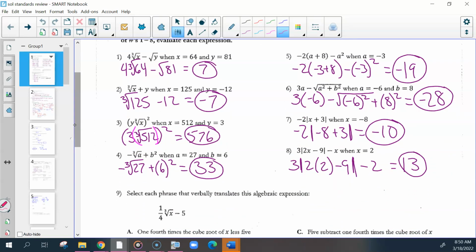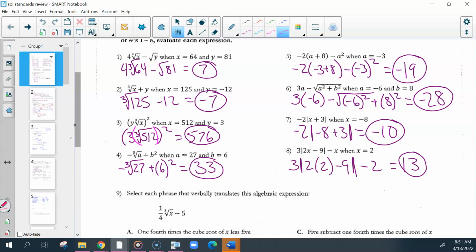Number 1 was 7. Number 2 was -7. Number 3 was 576. Number 4 was 33. Number 5 was -19. 6 was -28. 7 was -10. And 8 was 13. Questions on any of those?